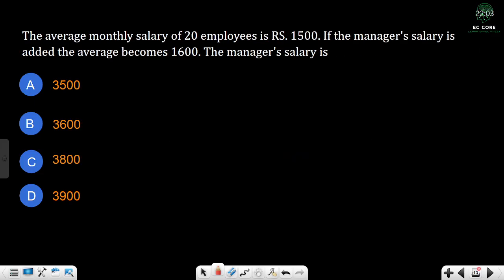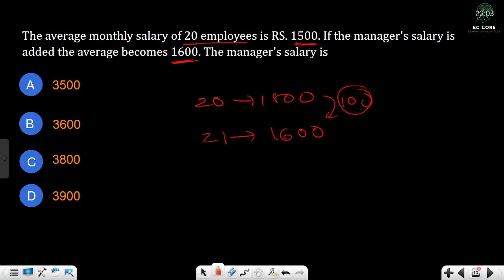Now here we are having the average monthly salary of 20 employees is 1500. If the manager's salary is added, the average becomes 1600. So what is the manager's salary? For 20 employees it is 1500. For 21 employees it is becoming 1600. So this difference of 100 will be distributed among these 21 people.